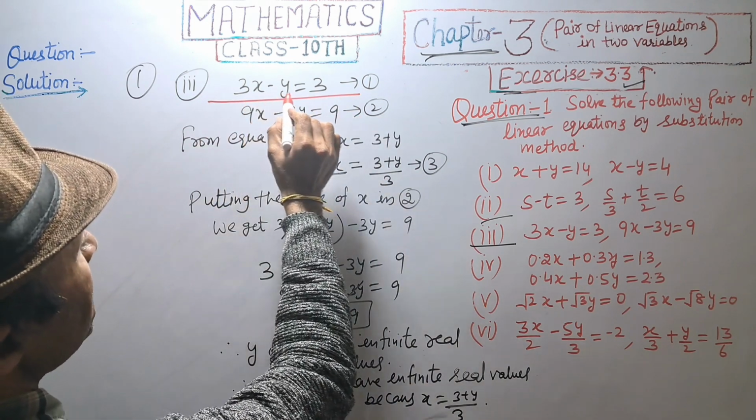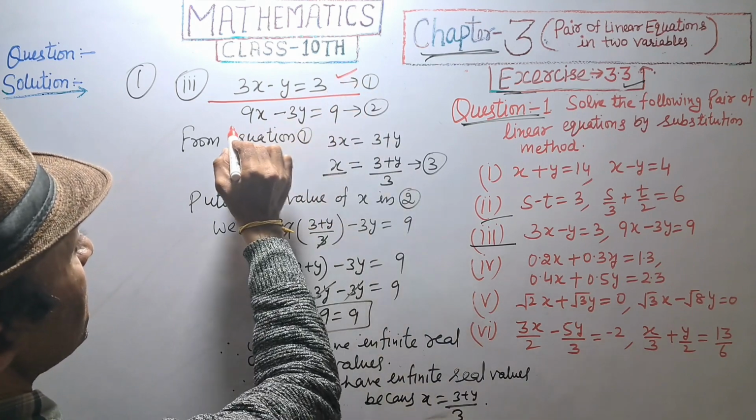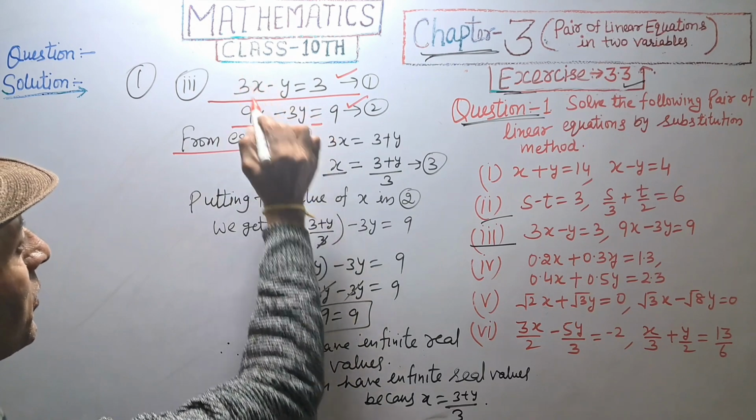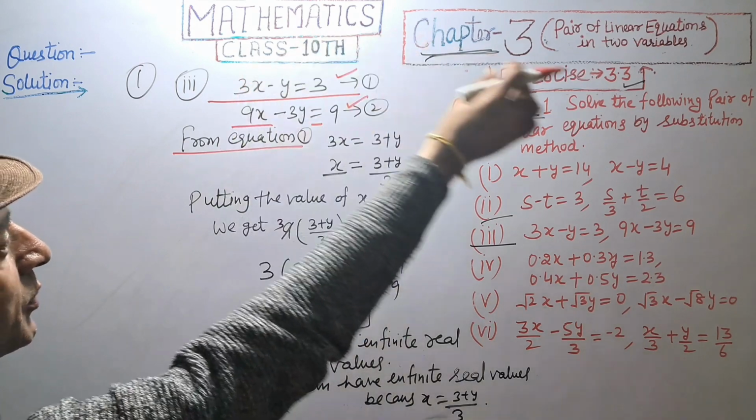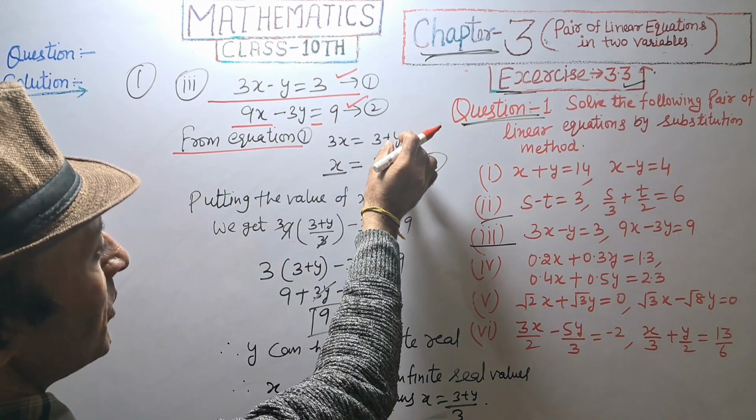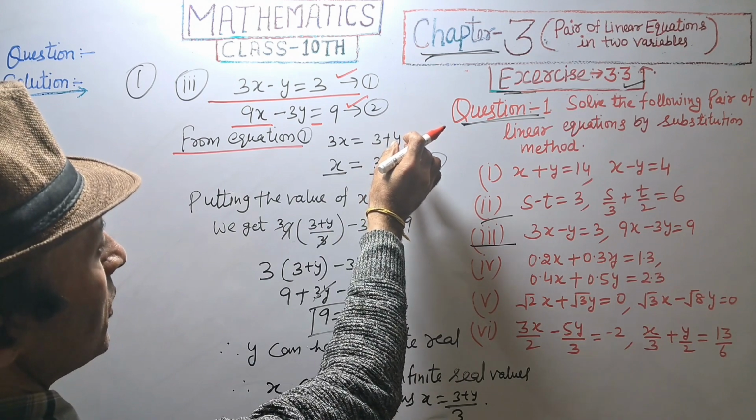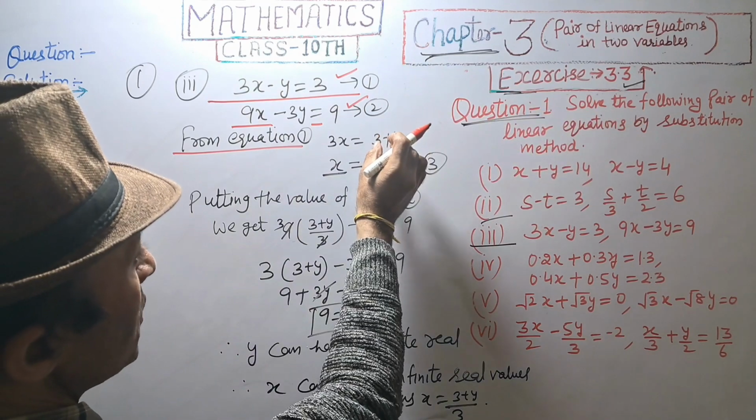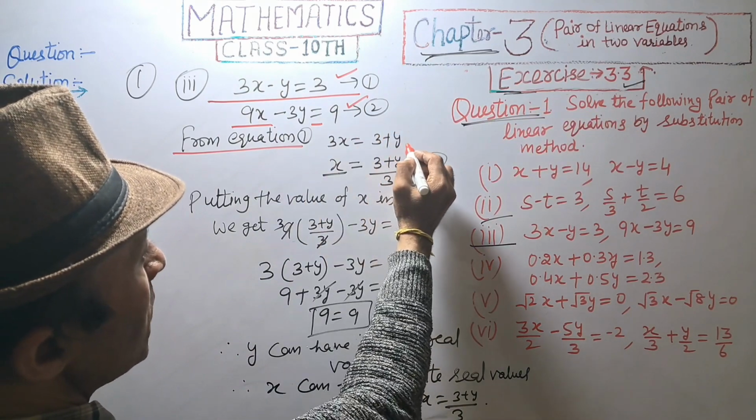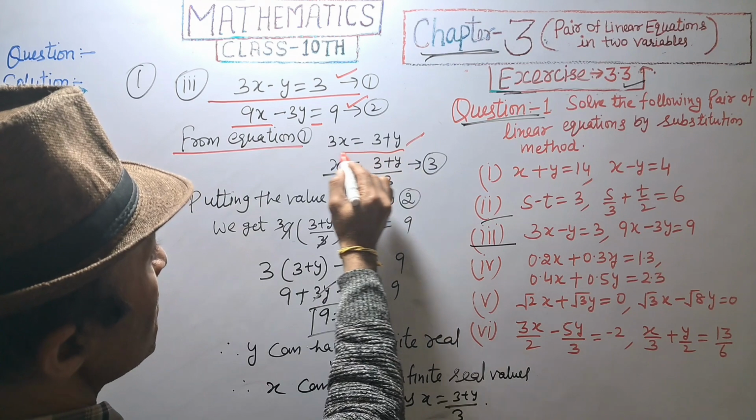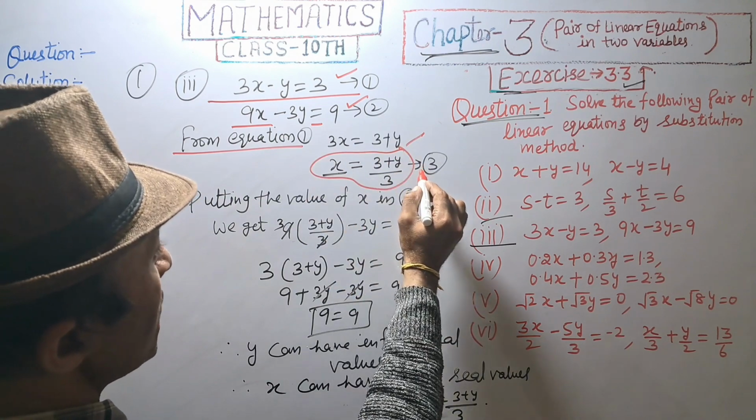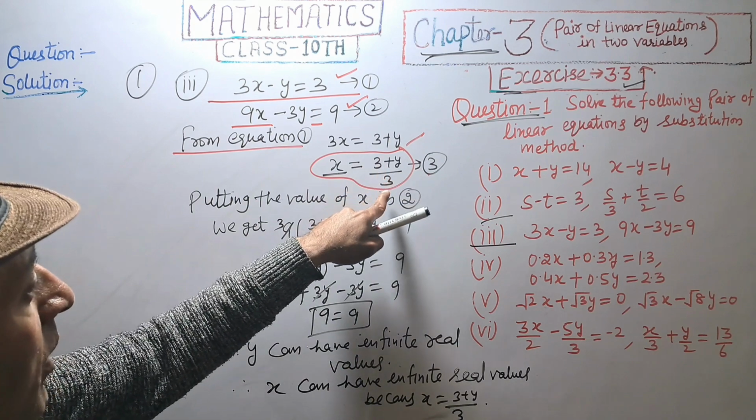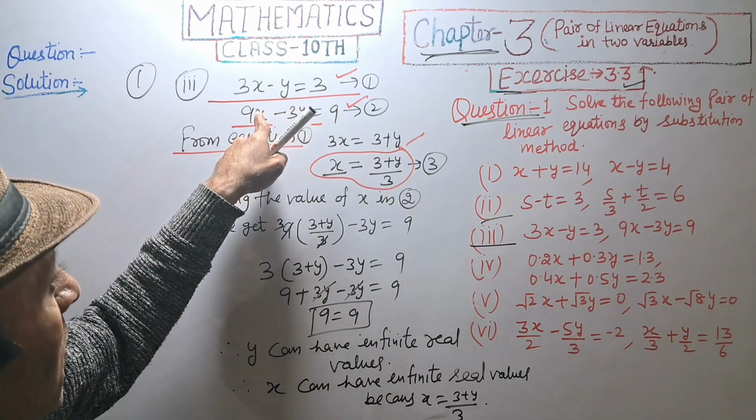Given equation is 3x minus y equal to 3. Equation first, 9x minus 3y equal to 9. Equation second. From equation first we get 3x equal to, shifting 3 to the right side, that will be positive y. Shifting y to the right side, 3x equal to 3 plus y, and x equal to (3 plus y) upon 3. It's equation third. And put the value of x equal to (3 plus y) upon 3 in equation number second.